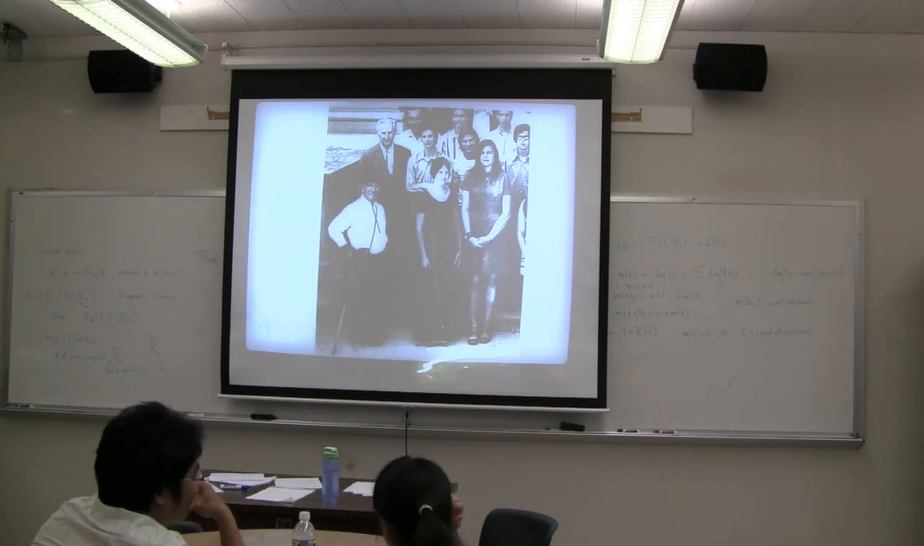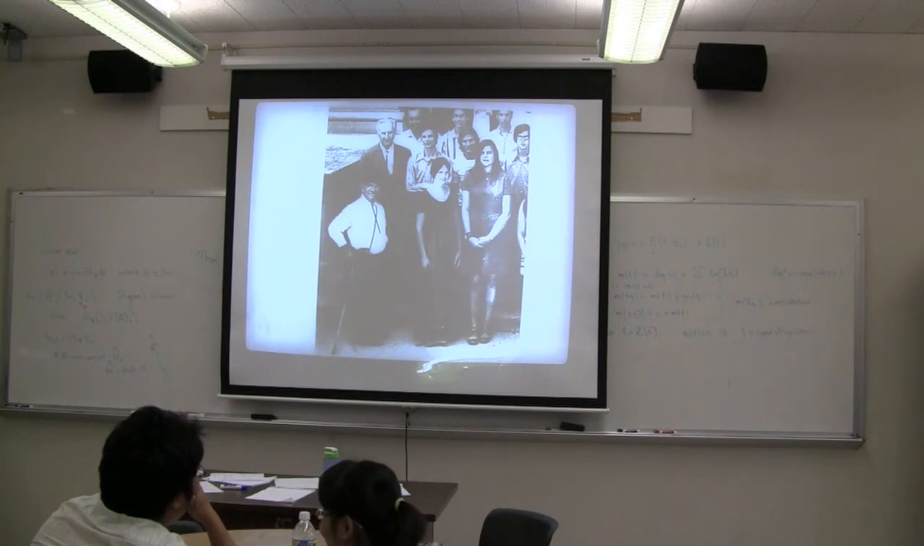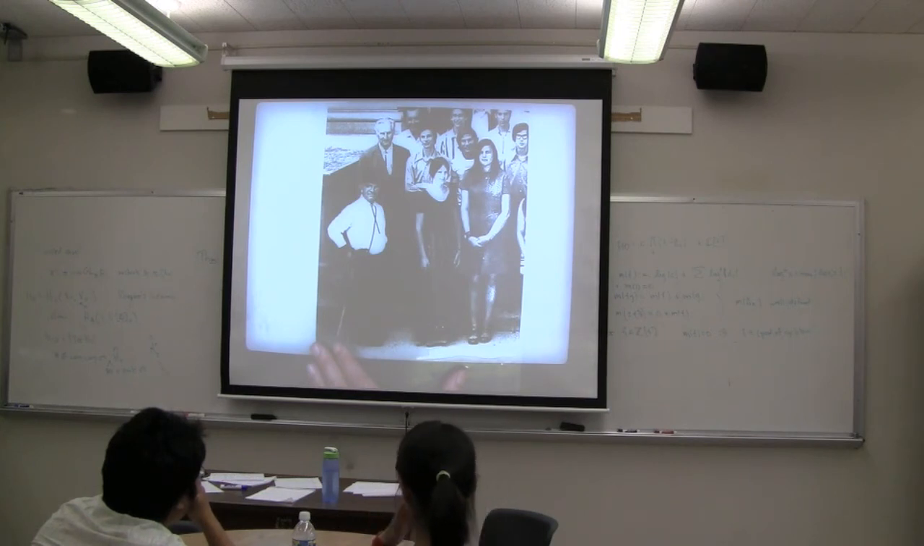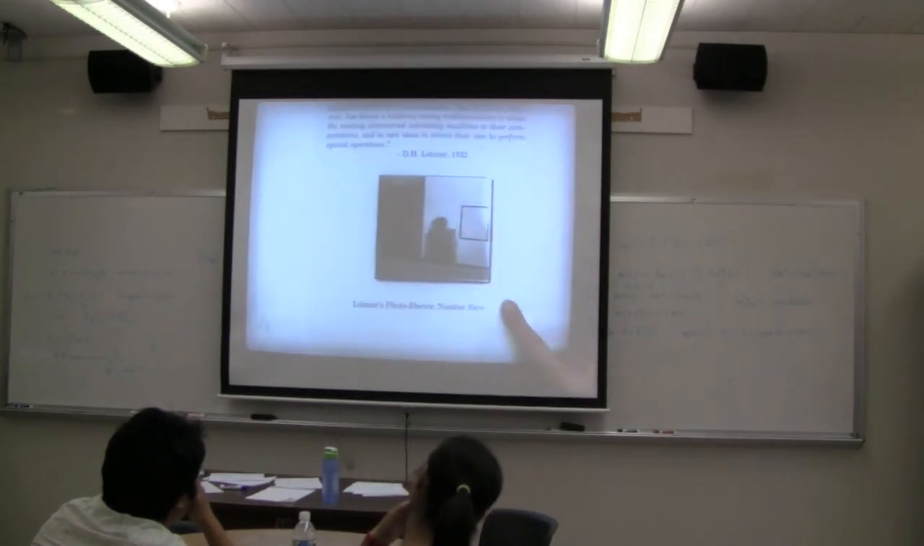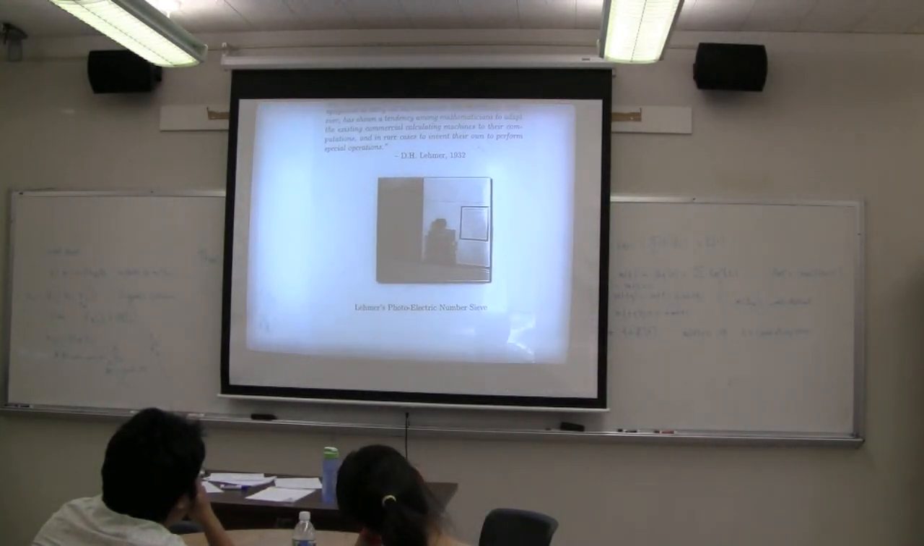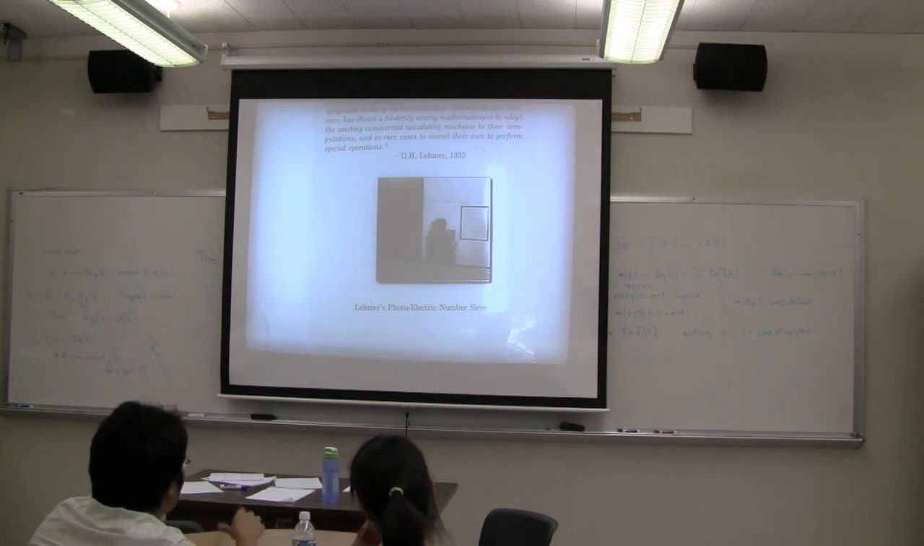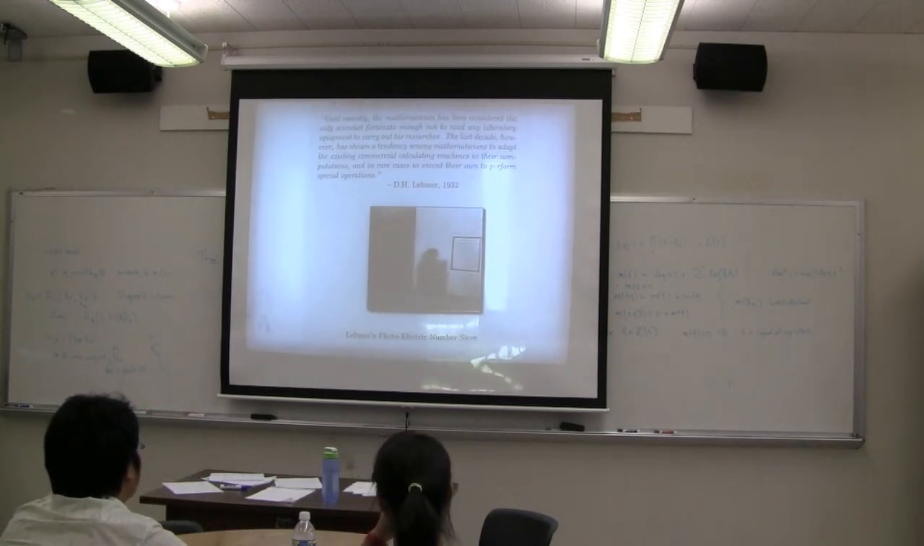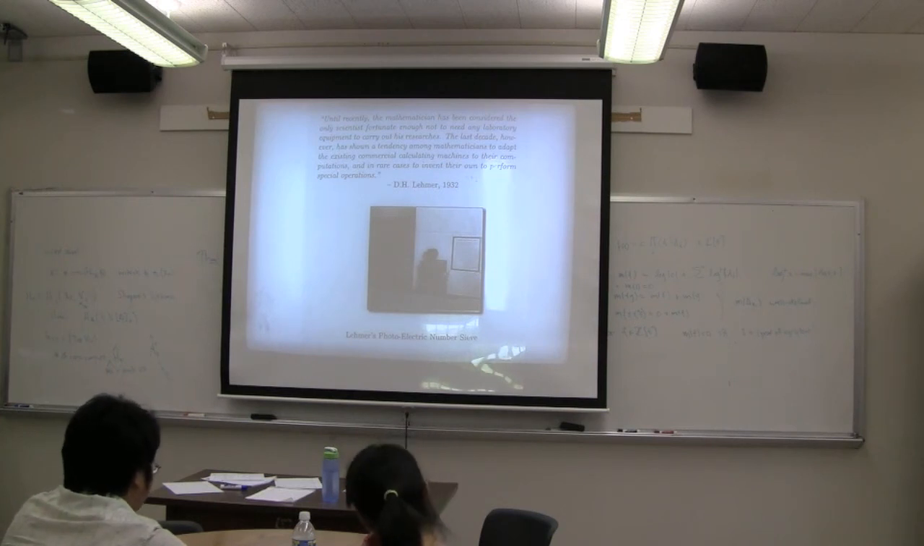And Lehmer was interested in the Mahler measure. It wasn't the Mahler measure yet, because Mahler contributed later to the multivariable case. But Lehmer was interested in finding large primes, generating sequences of large primes. That's where his interest came from. And this is a picture of an early computational machine he made that's basically a number theoretic sieve for finding prime factorizations.